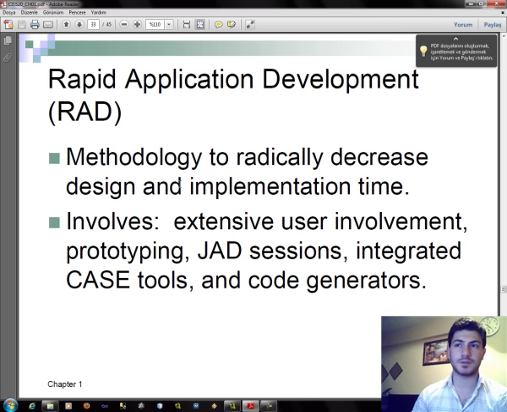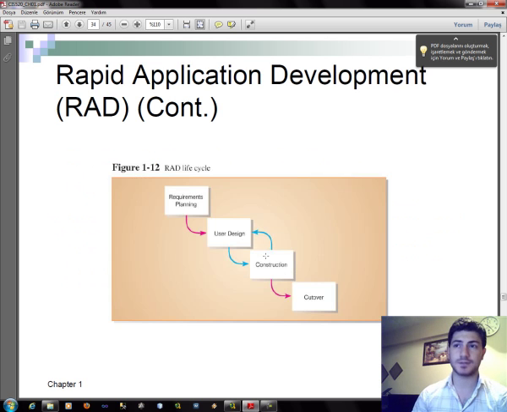Now, rapid application development. A methodology to radically decrease design and implementation time. It involves extensive user involvement, prototyping, JAD sessions, integrated CASE tools, and code generators. Now here is a figure for rapid application development. Requirements planning and then user design. You can see it's the RAD life cycle, which means rapid application development life cycle.